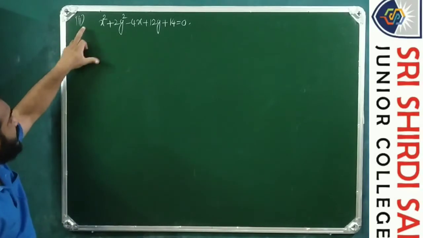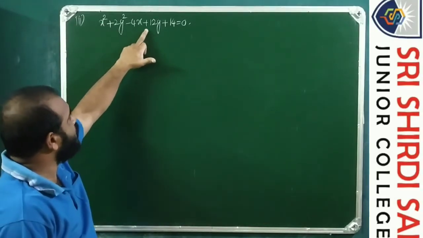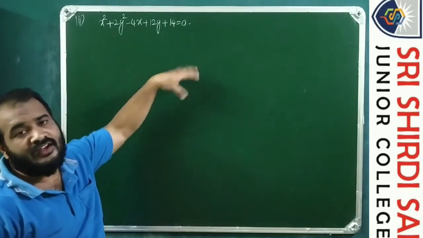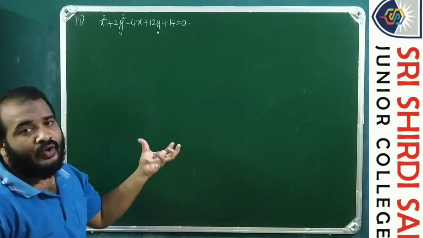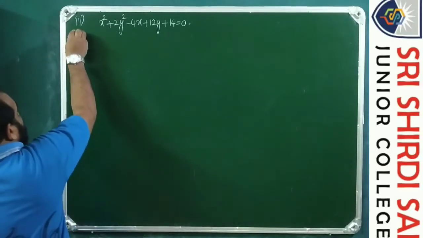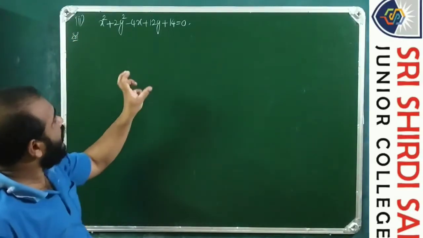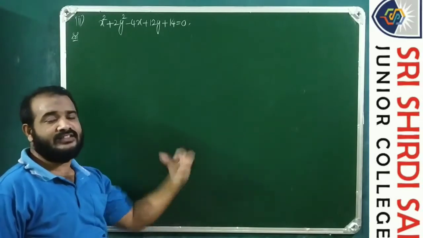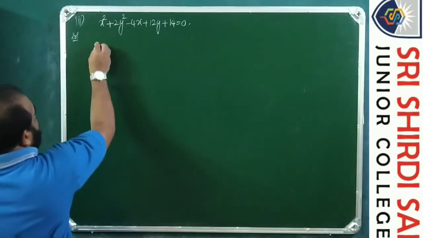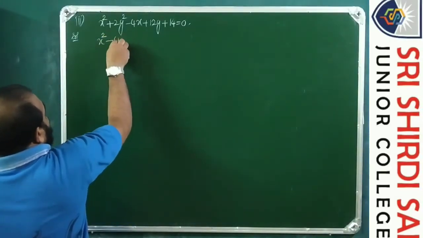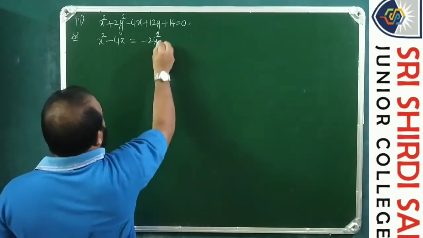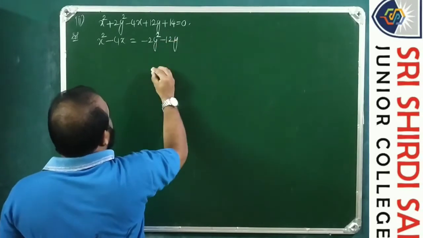The third part is x square plus 2y square minus 4x plus 12y plus 14 equals 0. From this we can see that it is obviously an ellipse whose center is not at the origin. So first let us write all the x terms on the LHS and the remaining y terms including the constant on the other side. So x square minus 4x equals minus 2y square minus 12y minus 14.